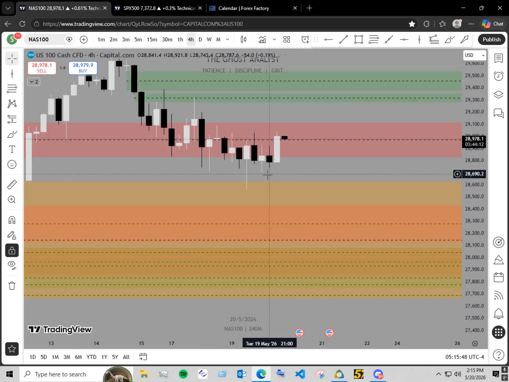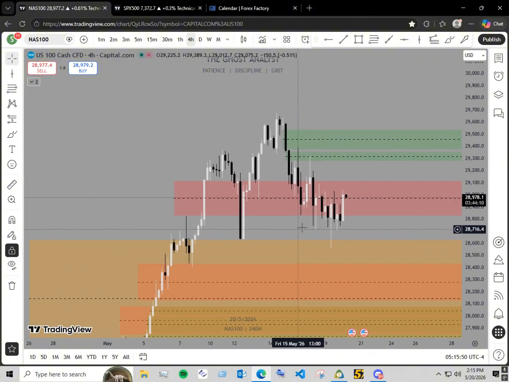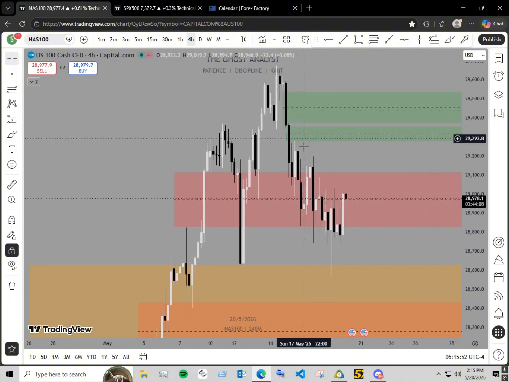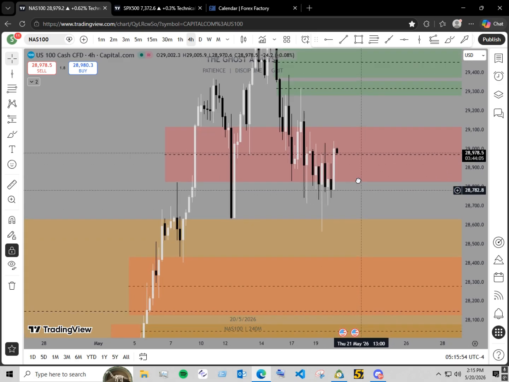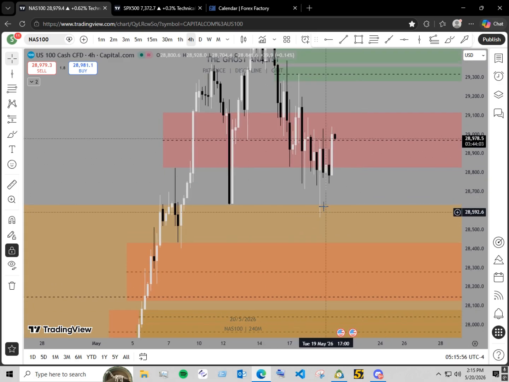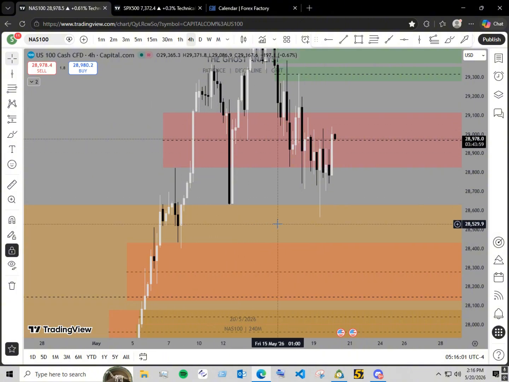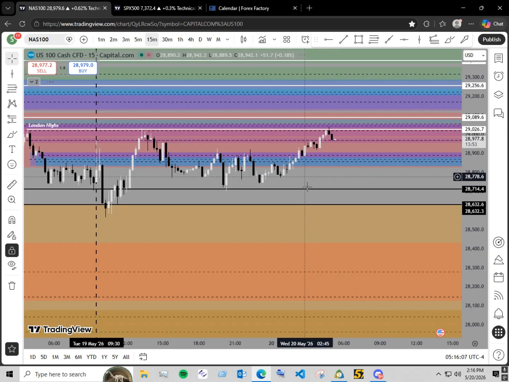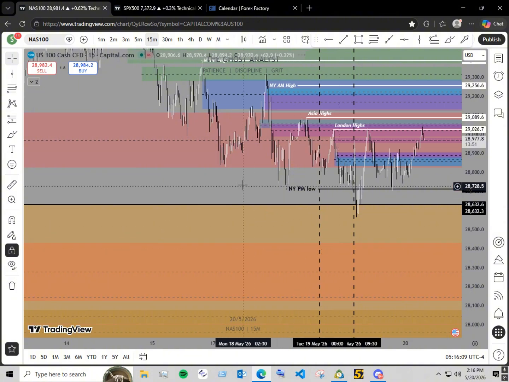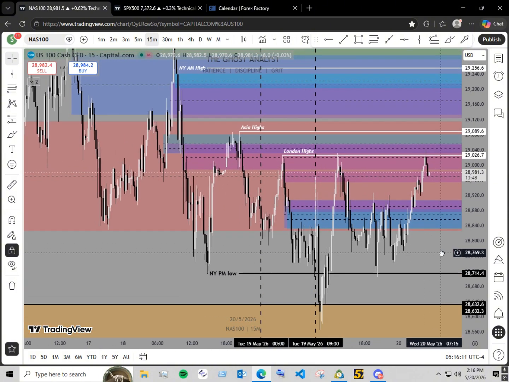Now going on to 4-hour, we can clearly see that we have been rejecting these bearish gaps and going down towards our draw, which was this gap, and it tapped into it. And I will show you how I caught a trade toward this gap, and it was such a beautiful and a textbook short. Going into the 15-minute, let's have a better look at the structure of the market.